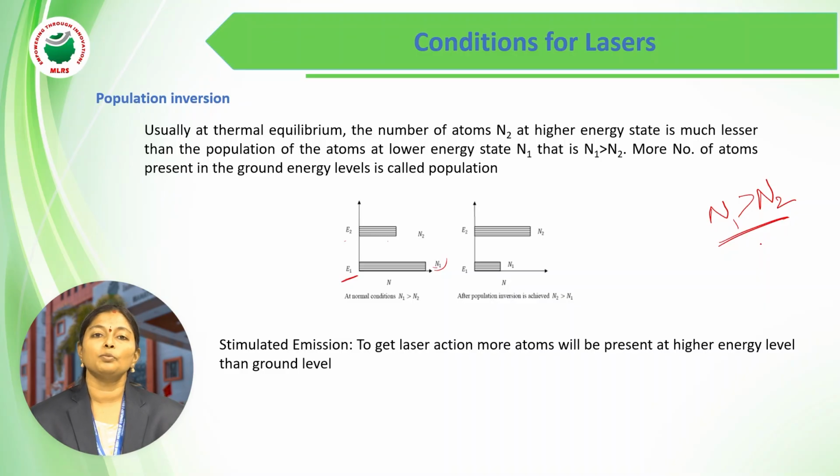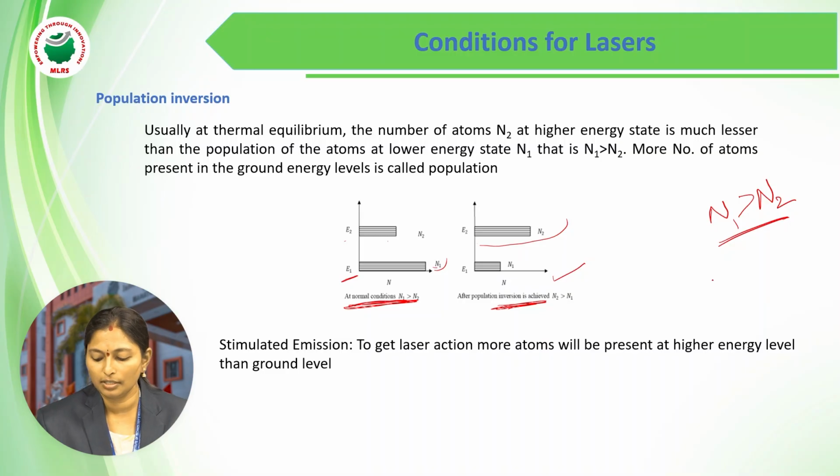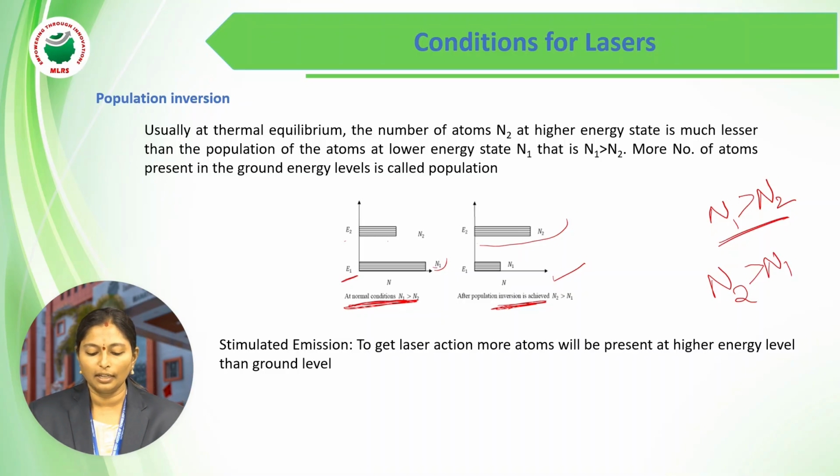In order to get the stimulated emission process, we need population inversion. Inversion means simple: the number of atoms is higher in the excited state when compared to the number of atoms in the ground state. See figure 2. Figure 1 we are going to call a population, and in figure 2 the number of atoms is higher in the excited state than in the ground state. That means the population inversion condition is N2 is greater than N1.